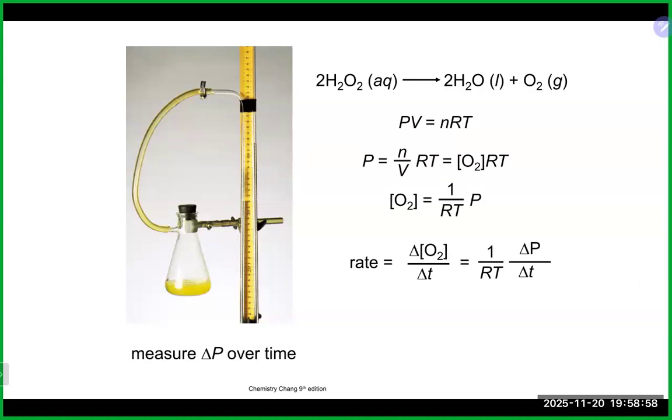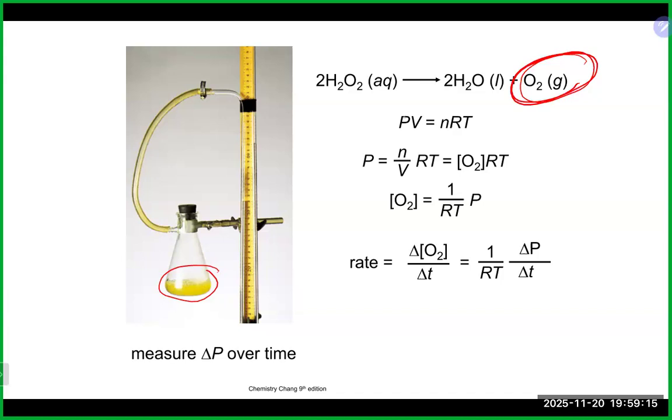And we could have a reaction like this where everything is colorless, except for the fact that they put a little bit of yellow dye in there so you can actually see it in the picture. But it is kind of colorless here. But in this particular case, we are generating a gas in this reaction.